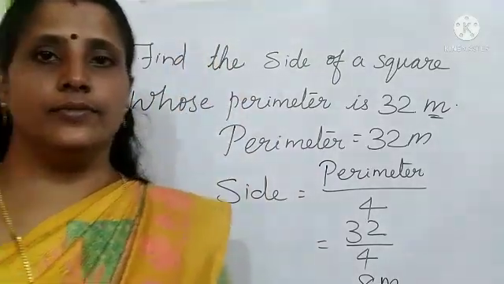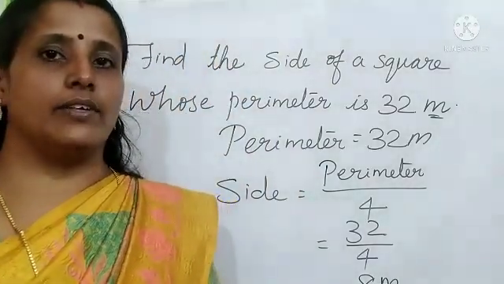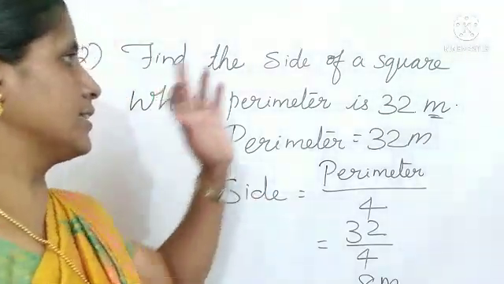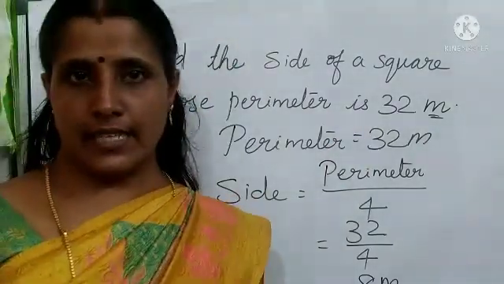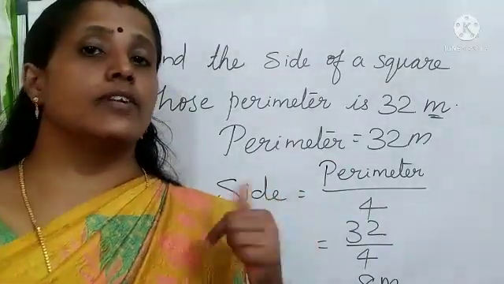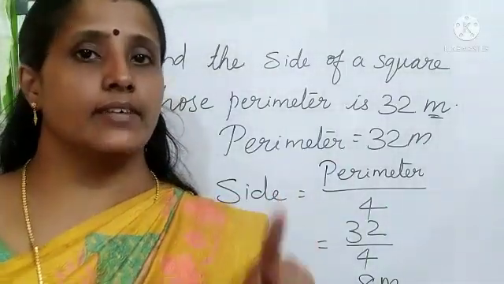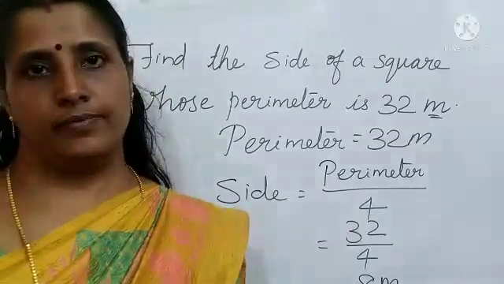Understand all of you? So how can we find out the side of a given square? In your question, the perimeter is given. That time, what we have to do? Yes, perimeter divided by 4. Understand?